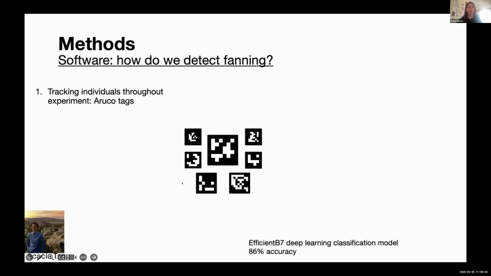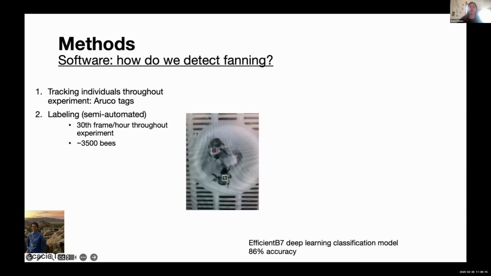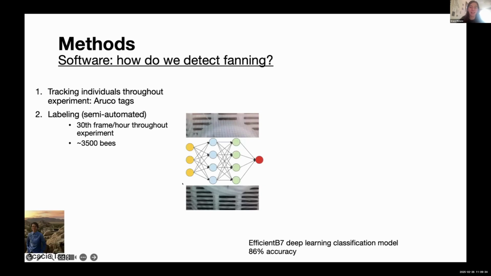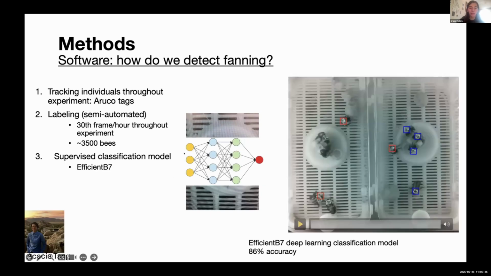Okay, so we tracked individuals throughout the experiment using Aruco tags that we glue onto their thorax. And then we labeled a bunch of the bees, whether they were fanning or not fanning. And then we used that data to train an EfficientNet-B7 supervised classification model. So this is my little deep learning is happening figure. And then hopefully I'll be able to show you what that looks like.